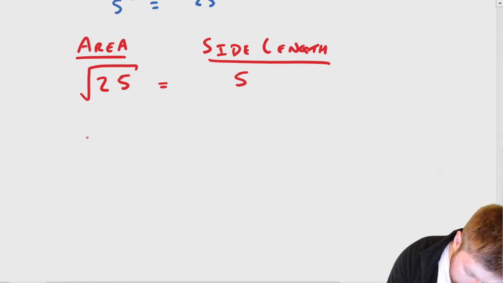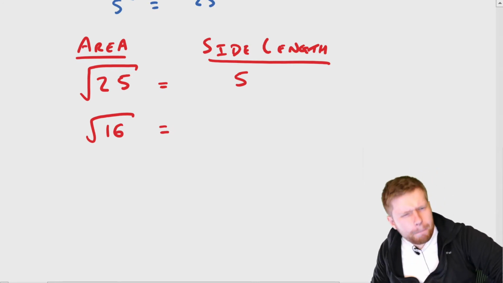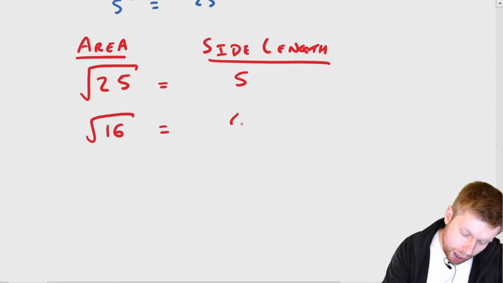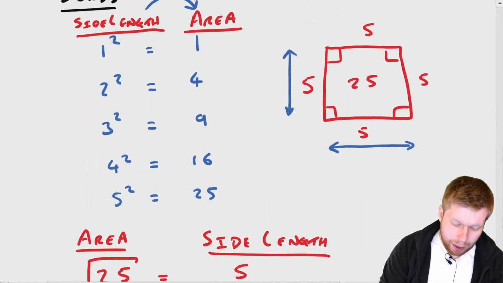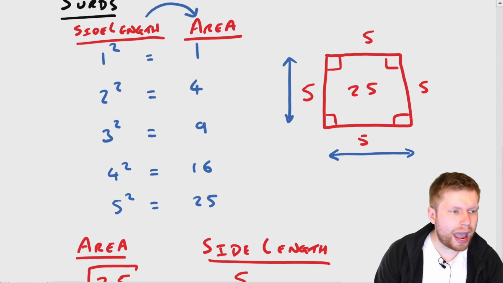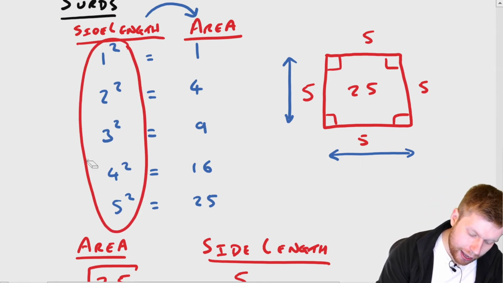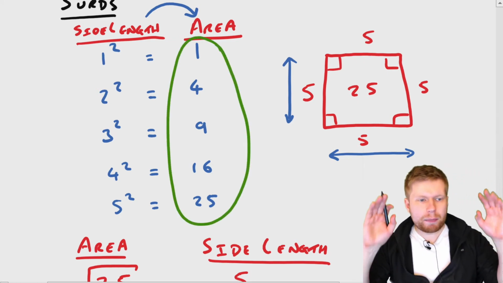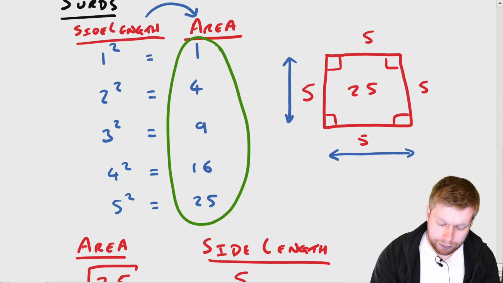Another example, if I take the square root of 16, you're literally asking yourself the question, what number when I multiply it by itself will give me 16? That will be 4. Now, you see on the left-hand side up here, when I was going from side length to area, I could basically stick any number I like over here, and it will always come out with a nice area. In other words, it will be an integer if I stick an integer in on the left-hand side.